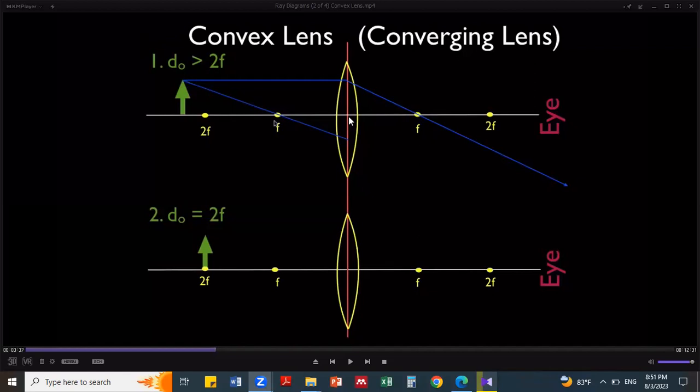Because from one ray, you can't get the image. But minimum, students, you need 2 rays. But you can do this with 3 rays also, maximum 3 rays. But even with 2 rays, you get the image. So in your textbook, they have only 2 rays from the object.